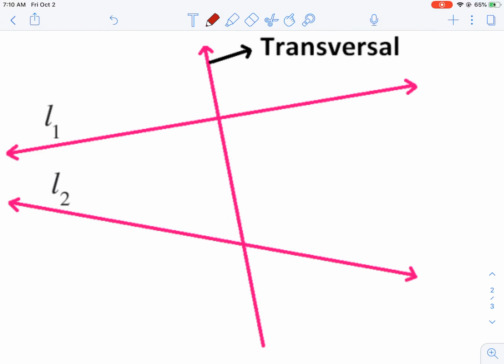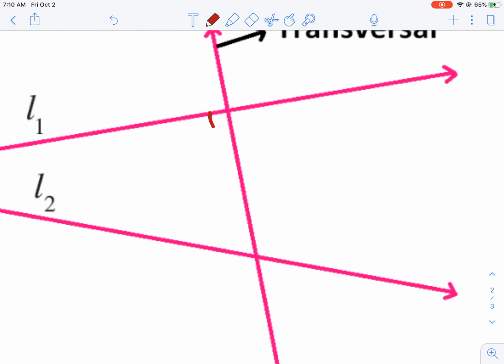So what we're gonna do here is label one right here. So angle 1 right there. And then alternate interior: it's the other angle that's on the opposite side of this line. So this angle is on the left side, so we want the angle that's on the right side, and that's down here, okay?